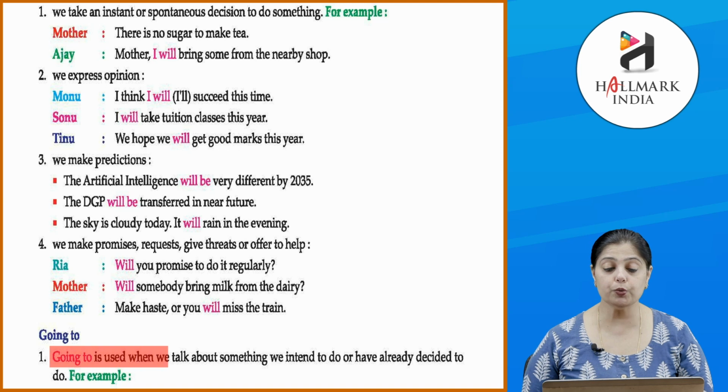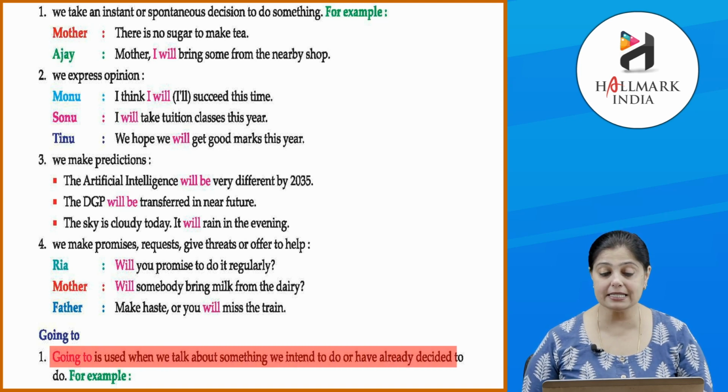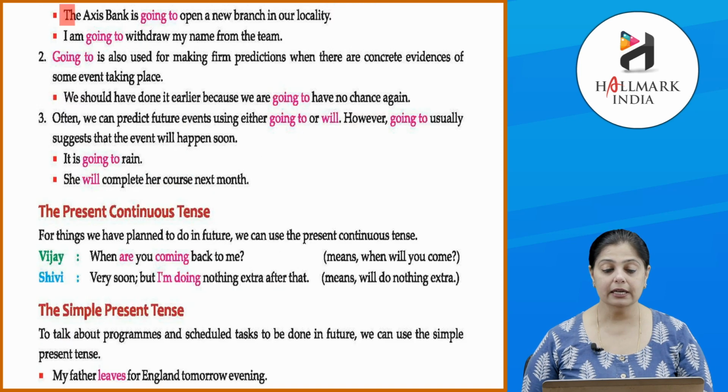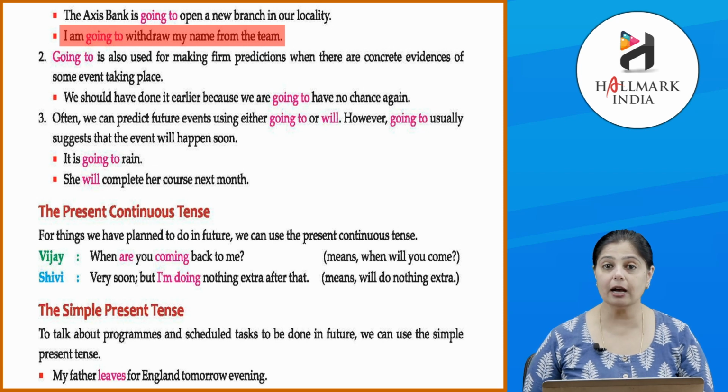Going to is used when we talk about something we intend to do or have already decided to do. For example, the Axis Bank is going to open a new branch in our locality. I am going to withdraw my name from the team. So, this is an action that we intend to do or we have already made a decision that we are going to do it.